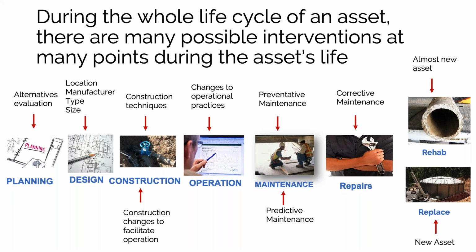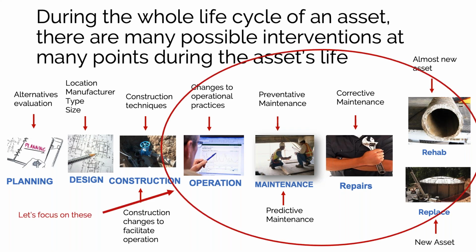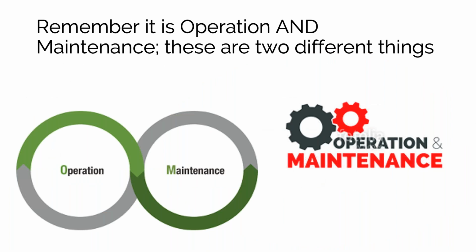So during this whole life cycle that we've been talking about, from planning all the way up to replacing our assets, there are lots of different ways that we can intervene in the asset's life. We can do operational things, we can do preventative maintenance, we can do monitoring, we can do corrective maintenance, we can replace our assets, we can rehabilitate them. We can inspect them, we can monitor them. So there's lots and lots of things that we can do for our assets, all along the way. And some of the interventions we talked about before in construction, design, and planning are also interventions in the asset's life. We're going to focus on the ones that occur after construction.